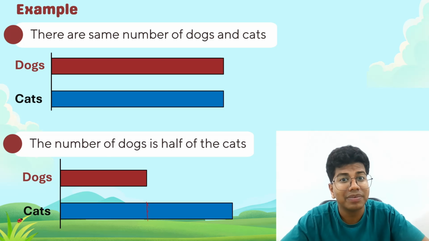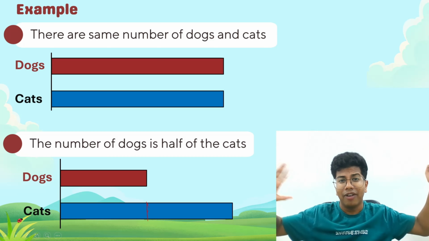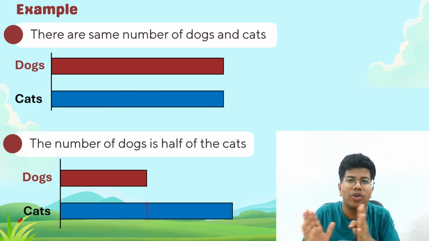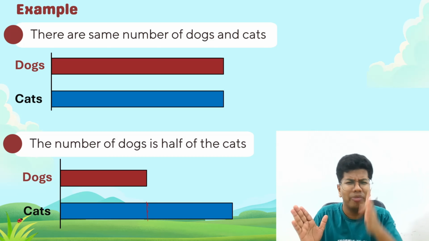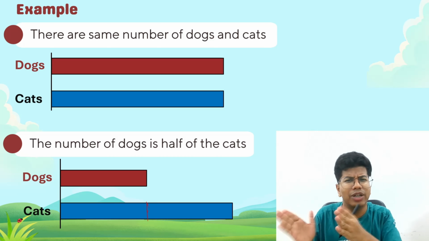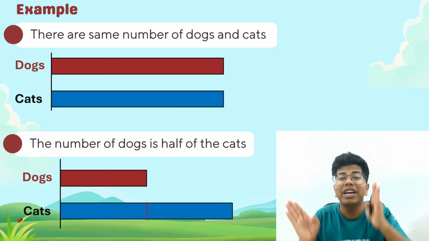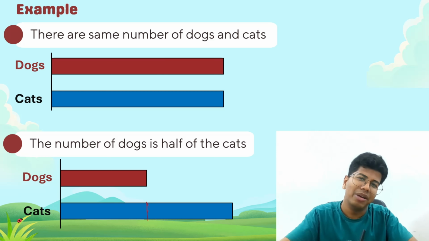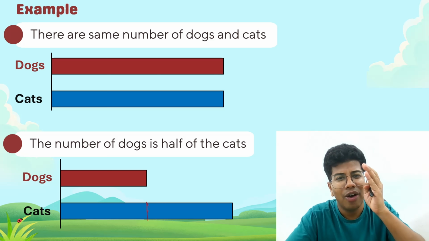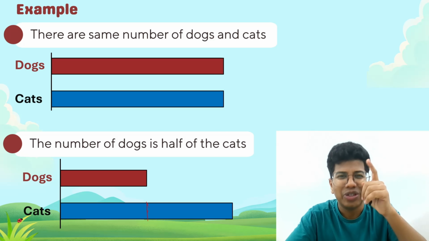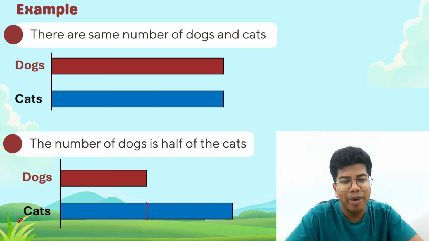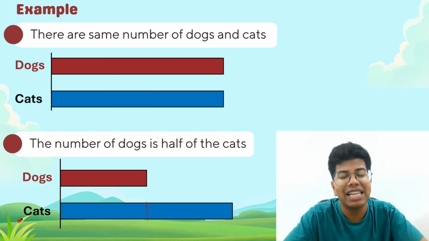You can see, if I draw the bigger one first, then I can draw the smaller one. But I don't know how many I have to draw. I have to cut it into 2 parts. Or else I can draw the smaller one first and the bigger one I can just repeat double time. Anything is fine, whichever you like. So here what we can understand, the number of dogs is half of the cat, and that's how we can draw.